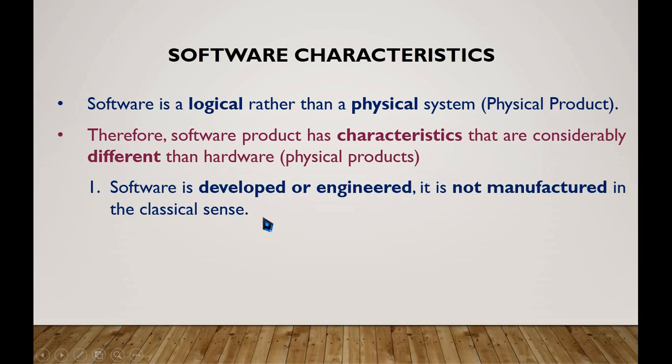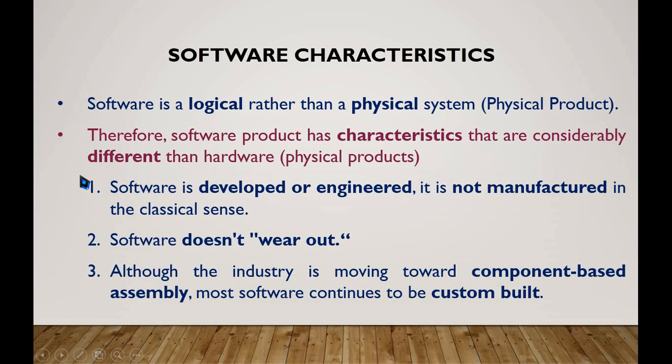We manufacture our physical products, but we develop or engineer our software. Second, software doesn't wear out. Wear out means break. Any physical product can break, can wear out, but our software doesn't wear out. Our bike can have an accident and be broken, it will wear out, but our software doesn't wear out.